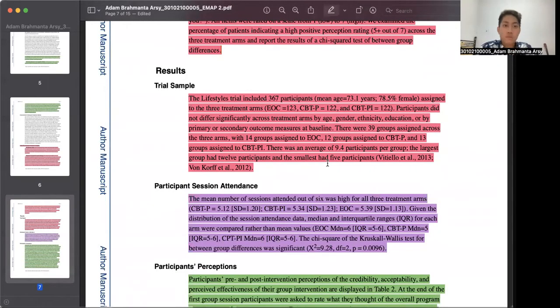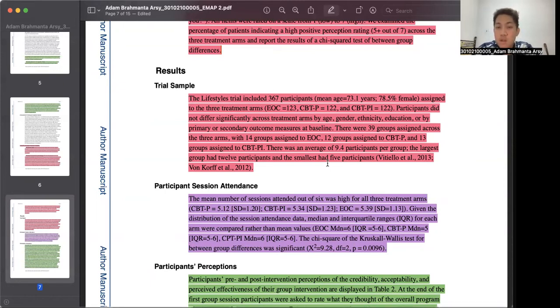So about the results, the trial sample. The lifestyle trial included 367 participants, mean age 73.1 years and 78.5% female, assigned to the 3 treatment arms. The EOC had 123, the CBT-P had 122, and the CBT-PI had 122. Participants did not differ significantly across treatment arms by age, gender, ethnicity, education, or by primary or secondary outcome measures at baseline.